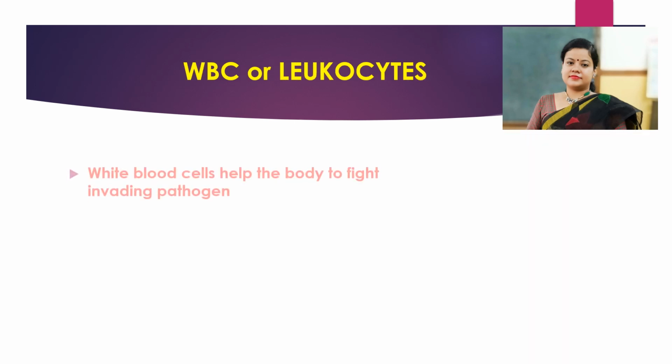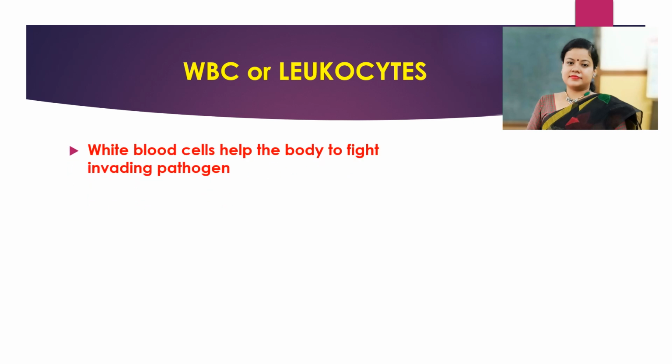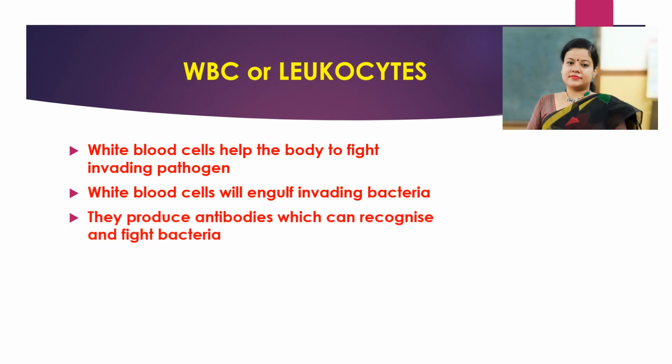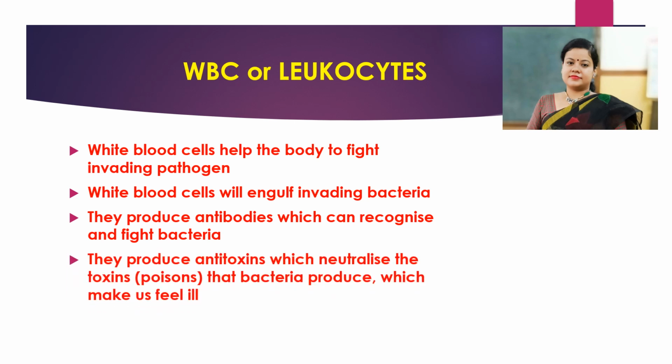WBC or leukocytes. White blood cells help the body to fight against invading pathogens. White blood cells will engulf invading bacteria. They produce antibodies which can recognize and fight bacteria. They produce antitoxins which neutralize the toxins that bacteria produce, which make us feel ill. So simply, they are the soldiers inside our body. They fight against any kind of invading pathogens and kill them.